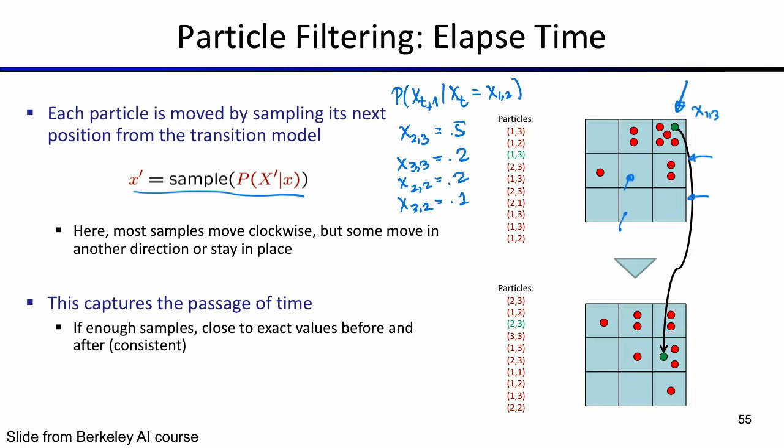Of course, in order to make this work, we have to specify the transition probabilities for every possible value of the variable x, so for each possible state. All right, so if we have these values here, how can we move this green particle?